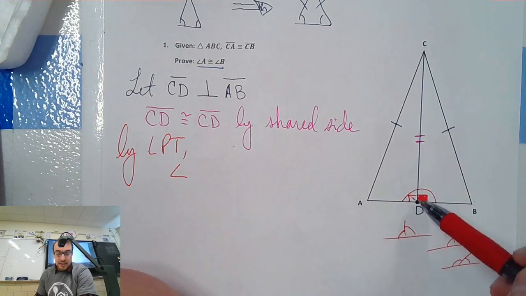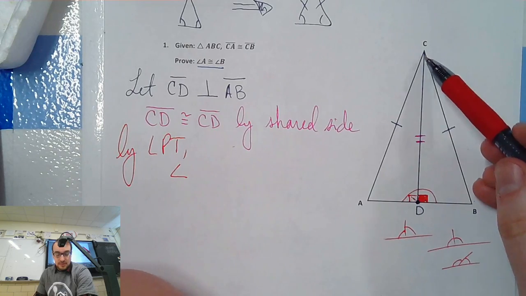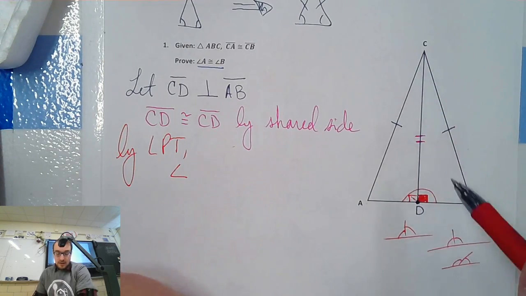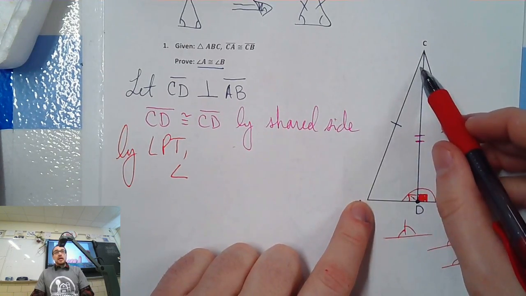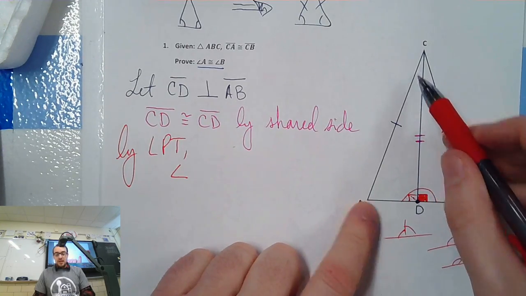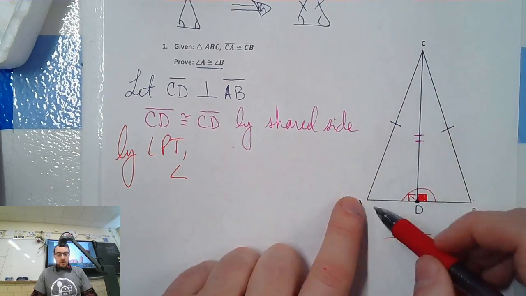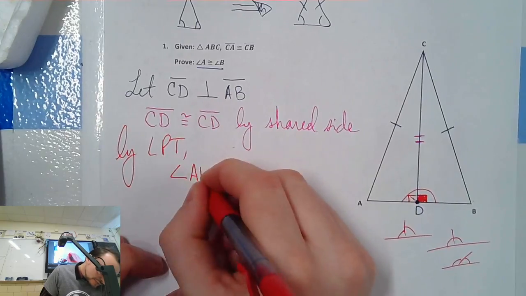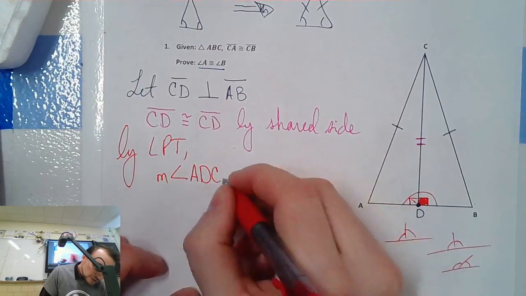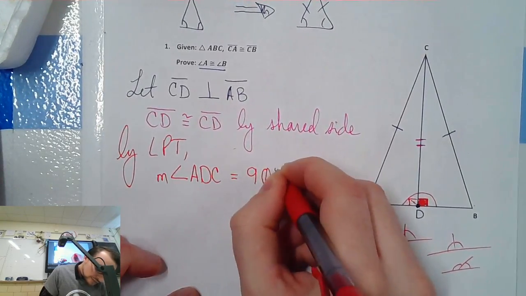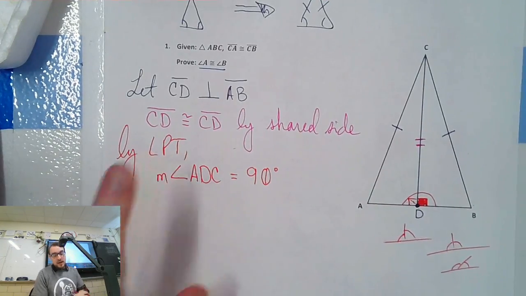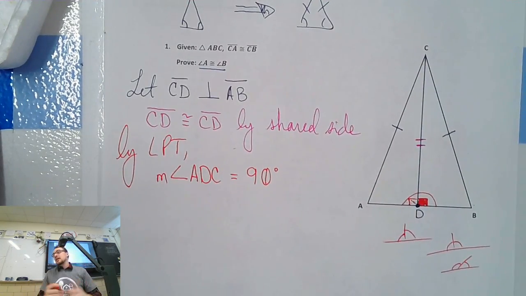A, D, C. We're going to call it A, D, C, because there's only one angle A, D, C, right? The other one's B, D, C. So we're going to say angle A, D, C, the measure of it is 90 degrees. And that's how we knew, by linear pair theorem, right? Two angles on a line, they add up to 180.